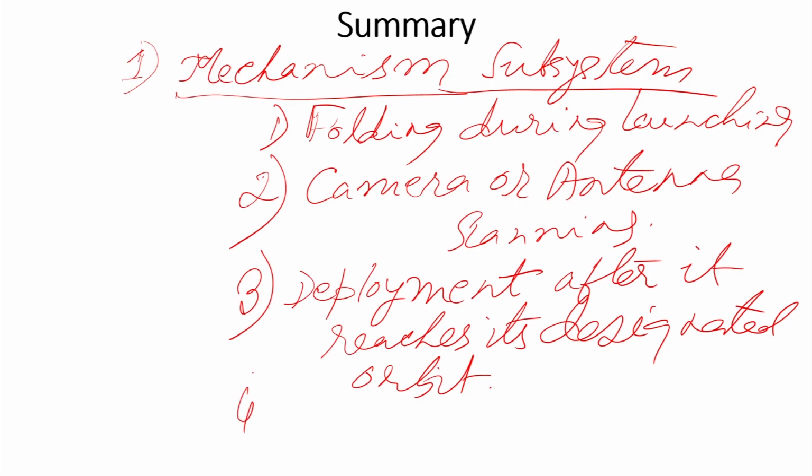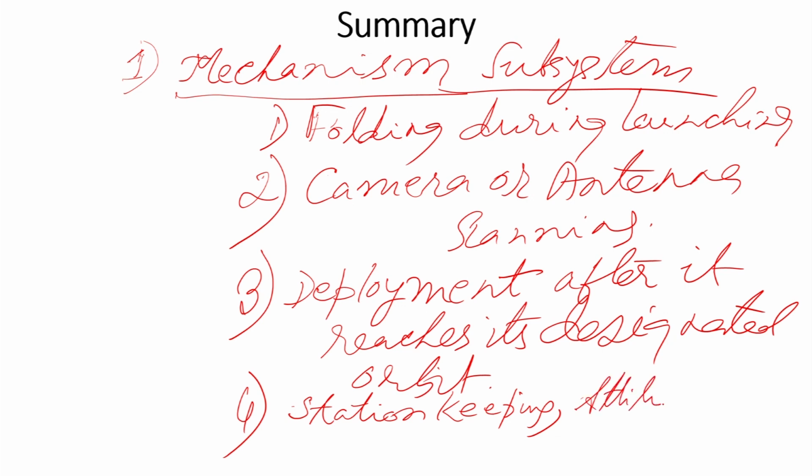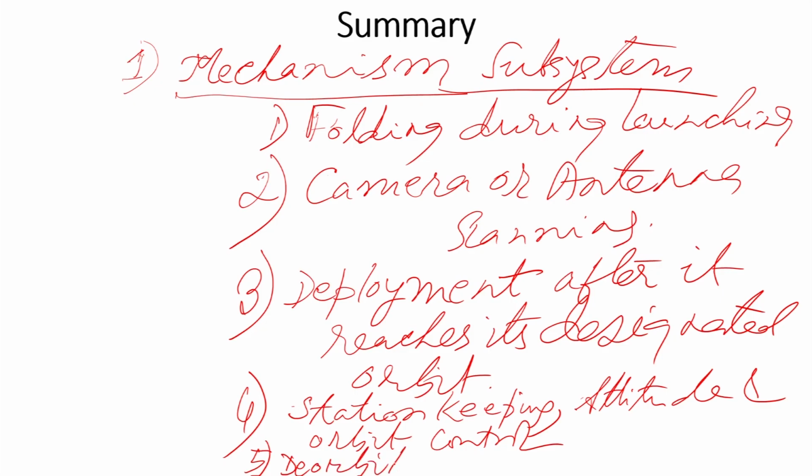Then the fourth operation we have seen is station keeping, then attitude and orbit control, the attitude and orbit control system. And the last application of the mechanism we have seen is deorbiting at the end of life.